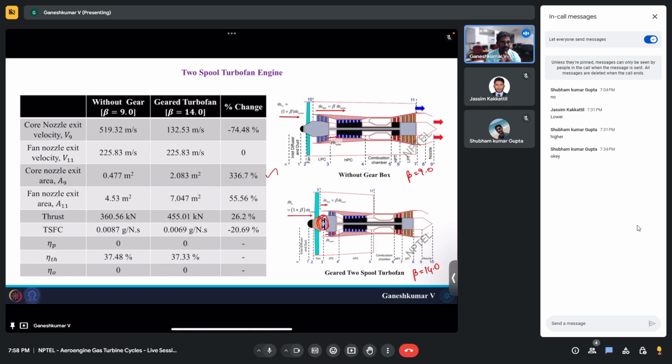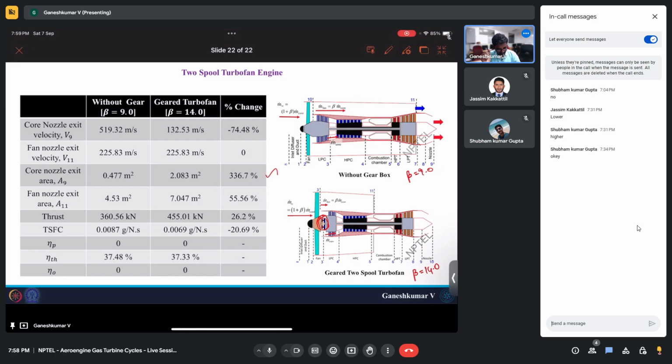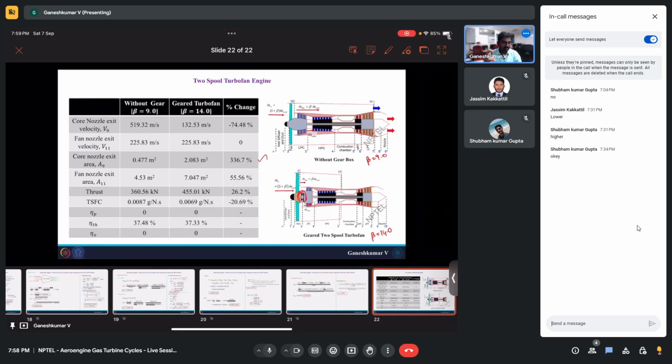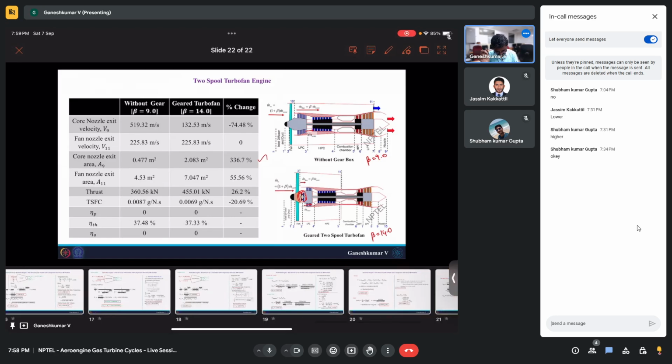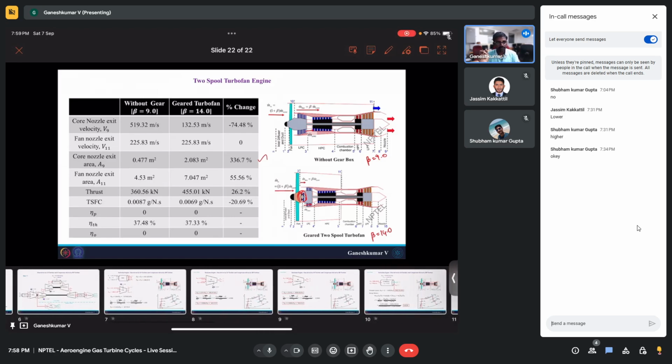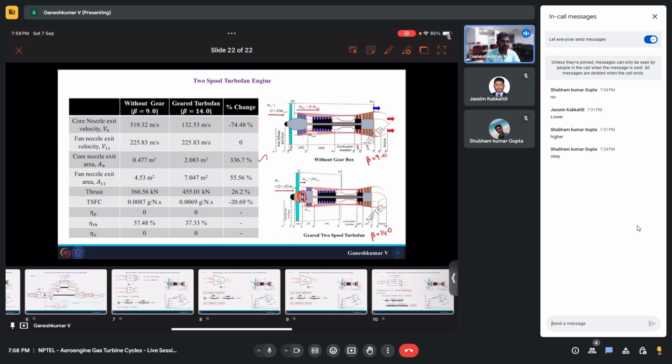This is a topic which usually everyone gets confused about, because of this additional complexity. I hope you are able to follow and appreciate the technology behind the gear turbofan engine based on this problem. And I think this will also be helpful for your week 7 numericals.